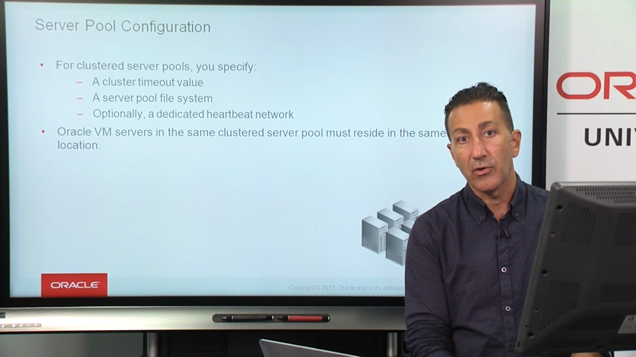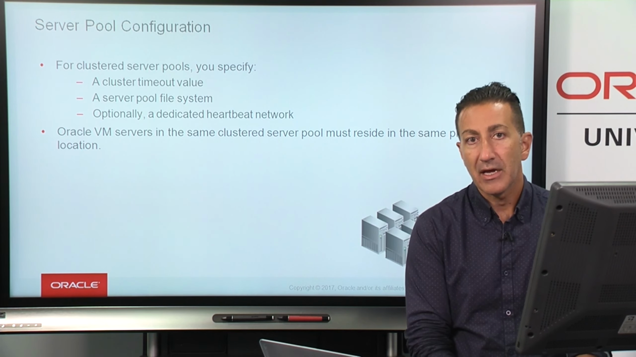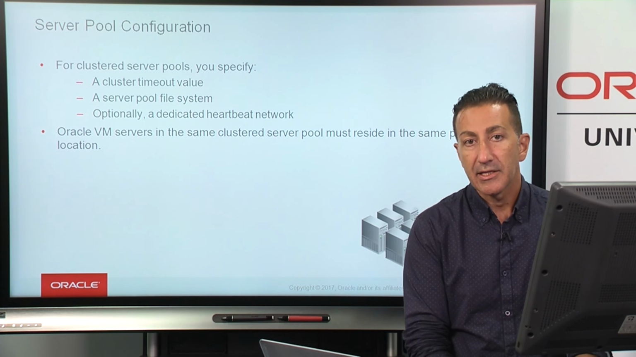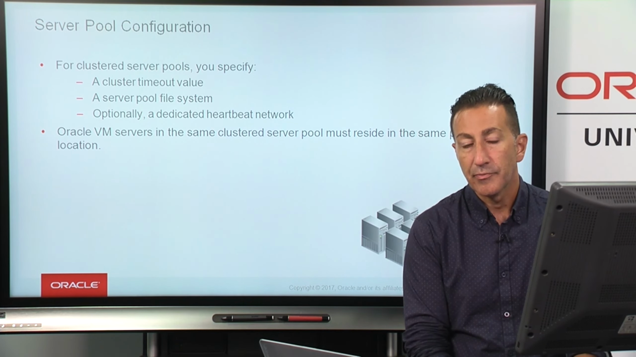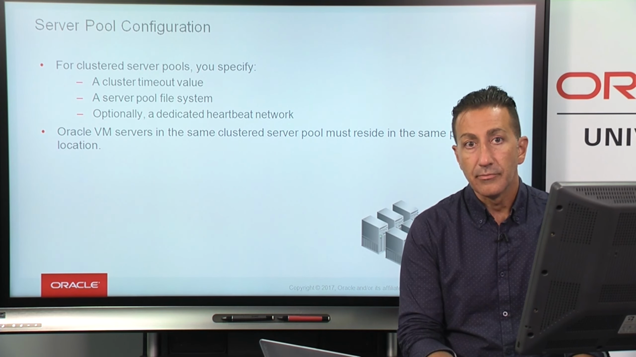Well, for server pool configuration, for a clustered server pool, you specify a cluster timeout value. By default it is 120 seconds. And remember the server pool file system, in which you store the information about the membership of the cluster, and in addition, where, for example, the disk heartbeat is implemented, and optionally a dedicated network heartbeat, to maintain the consistency of all the OVM servers in the same clustered server pool. The Oracle VM servers in the same clustered server pool must reside in the same physical location.